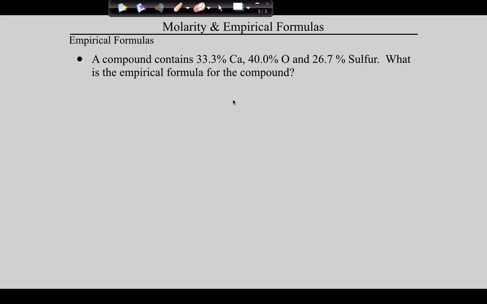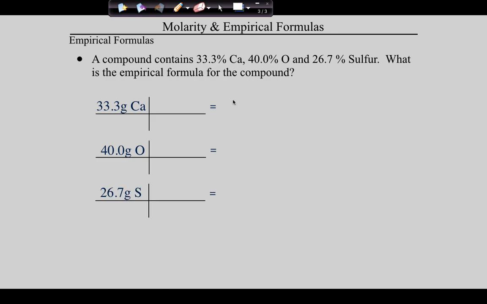Guys, do this with me. What is step number 1? Use percentages as masses. See, guys, this tells you percentages. What we're going to do is we are going to assume that it's a 100-gram sample. And if this is a 100-gram sample, then 33.3 grams is calcium, 40 grams is oxygen, and 26.7 grams is sulfur. Guys, notice the way that I set these up. One beneath the other. You should do that too. It's going to make your life a whole lot easier. Guys, set these up in columns. If you need to switch to the back of your page, do.